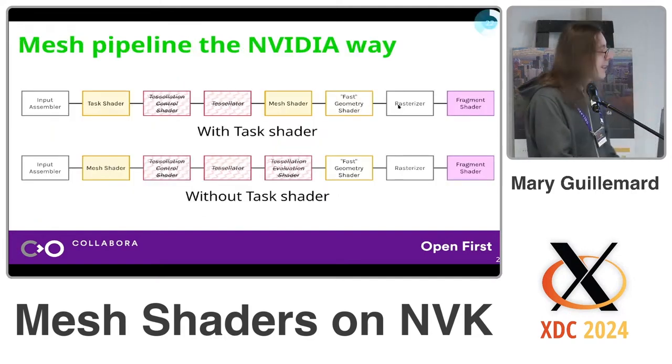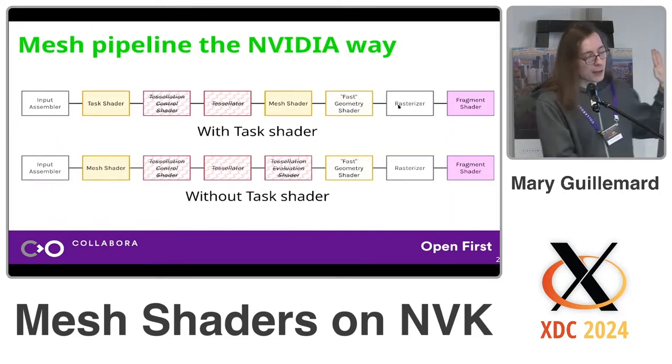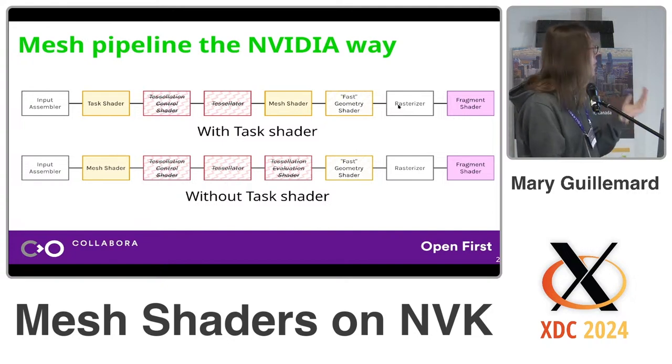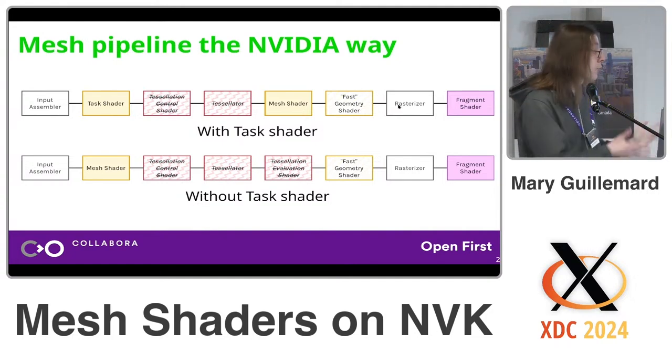So in reality, your pipeline will look like something like that. If you have a task shader, then the task shader is going to be the vertex shader, and the mesh shader is going to be the tessellation evaluation shader. If you don't have a task shader, it's going to use the vertex stage for the mesh shader. So that's nice. Now we know how to actually dispatch mesh shaders.